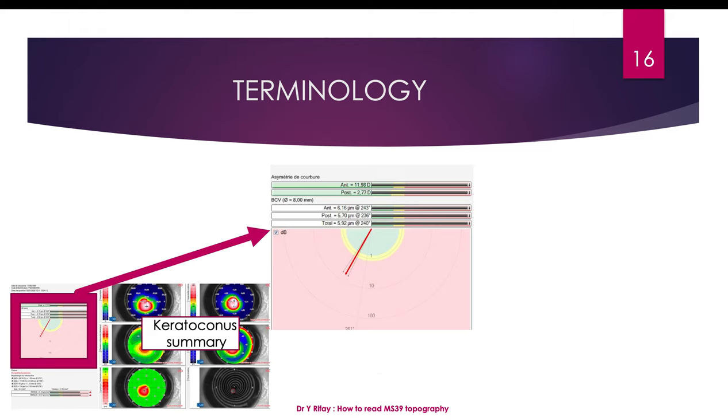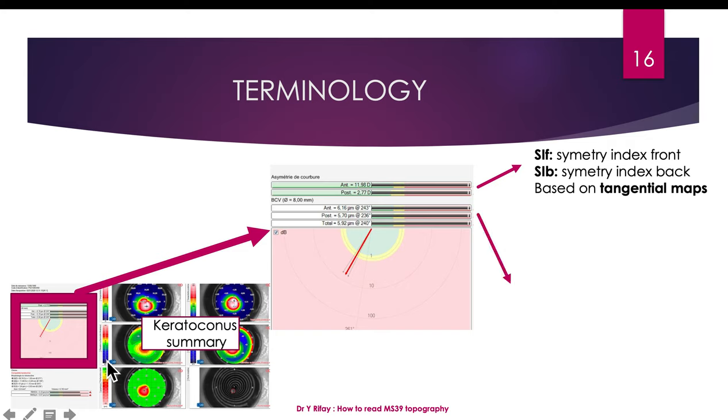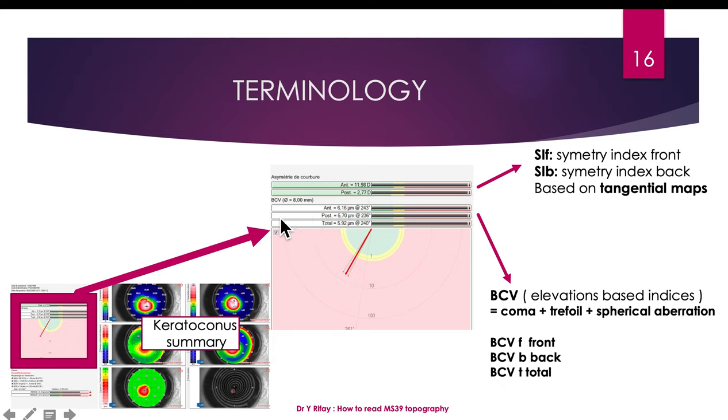We have also other parameters in the same map that we will study after. We will have some information about asymmetry of curvature and information about aberrations. For the asymmetry, we have the symmetry index front, SIF, and the symmetry index back, which are based on the tangential maps. They measure the asymmetry in each surface, and give indices which can be normal, moderate, or abnormal.